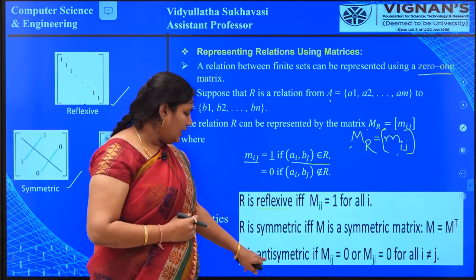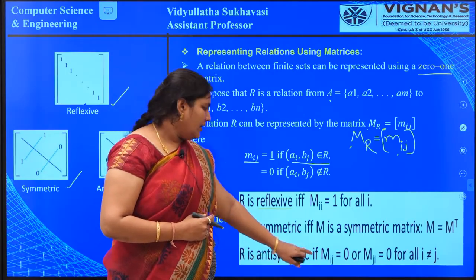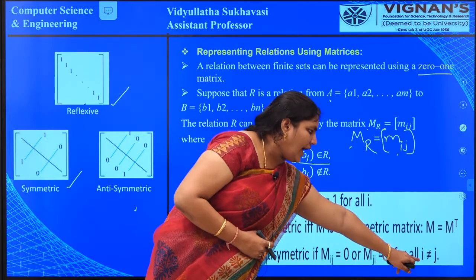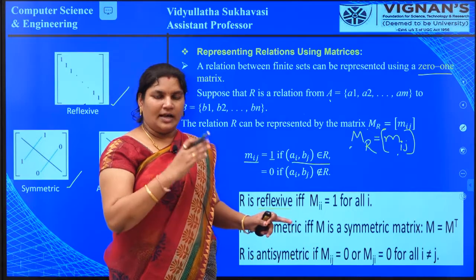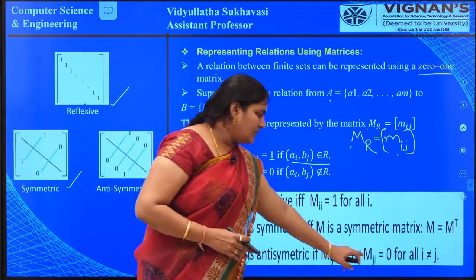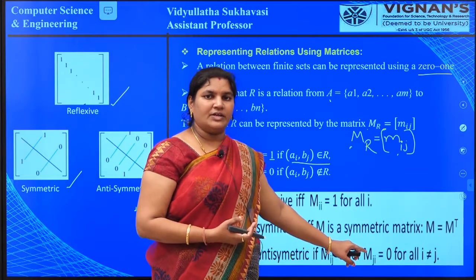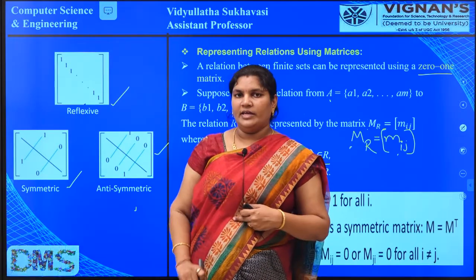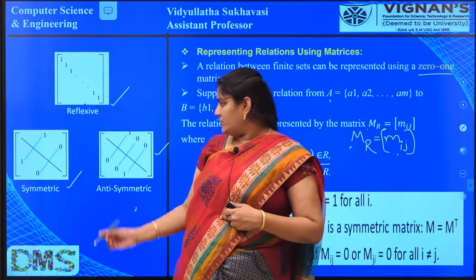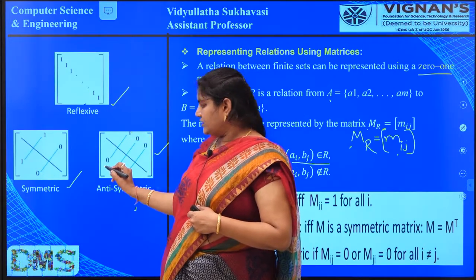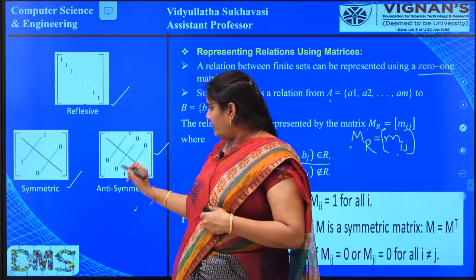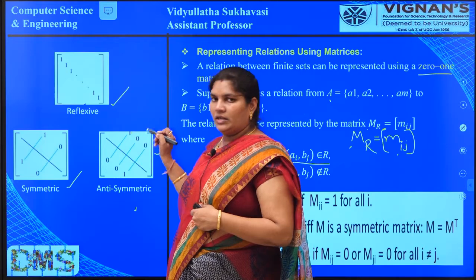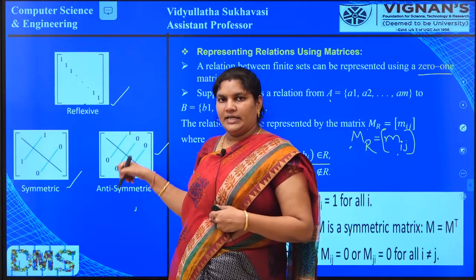The third property is anti-symmetric. Here, if Mij is 0 and Mji is also 0 for all i not equal to j, that means except the diagonal elements, if these conditions are satisfied for all the elements, then we can say that it is anti-symmetric. So this is the method we follow for anti-symmetric. If the position is 1, 0 and the opposite is 0, 1, or we can consider both zeros, if these conditions are available in the matrix representation, we can say that it is anti-symmetric.